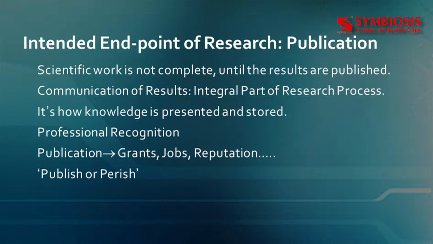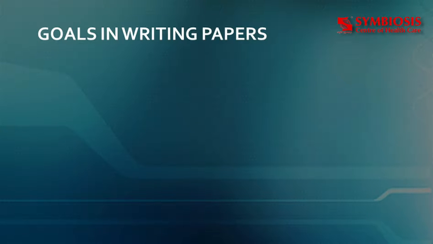However, please remember, it is also critical to budget a dissemination cost, a publication cost, when you frame the budget for the research work, because nowadays several journals have started charging for publications. So, it is important that you have budgeted for that. Now, let us focus on what the goals in writing papers are. Why do people write papers? Why do we write research publications?